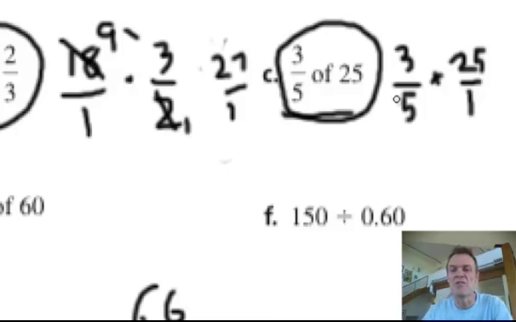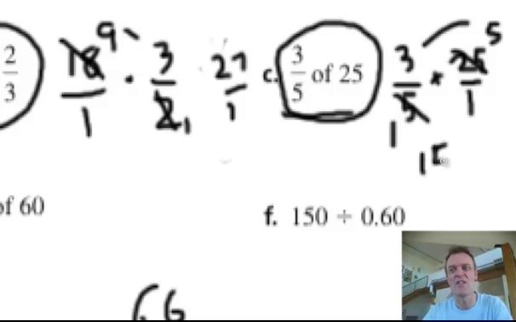Right, okay. So, do this. That's why I'd rather do this. Divide that by 5, I get 1. Divide that by 5, I get 5. All I'm left with on the top is 3 times 5, which is 15. And 1 times 1, which is 1. That's why 3/5 of 25 is 15.